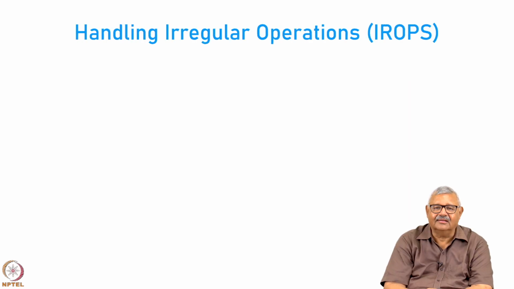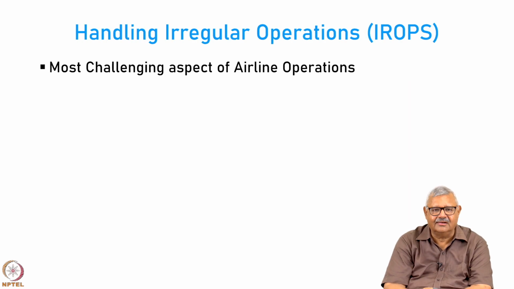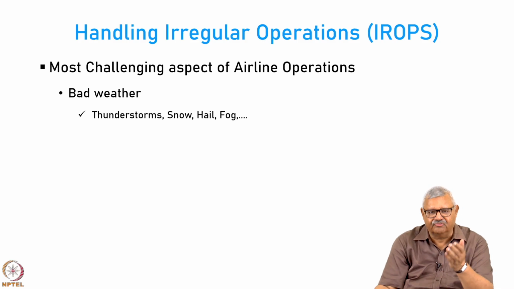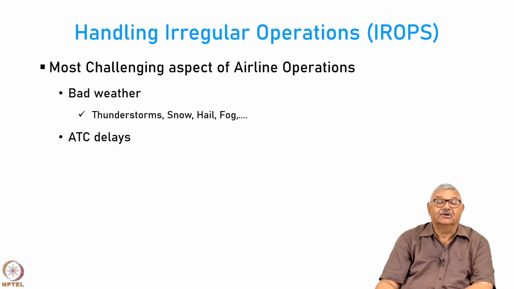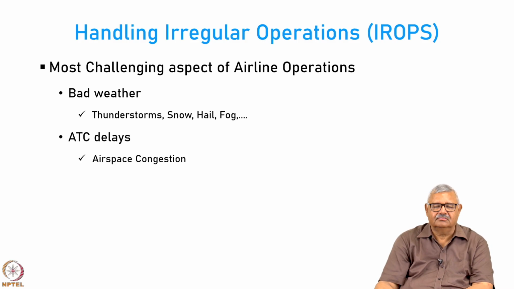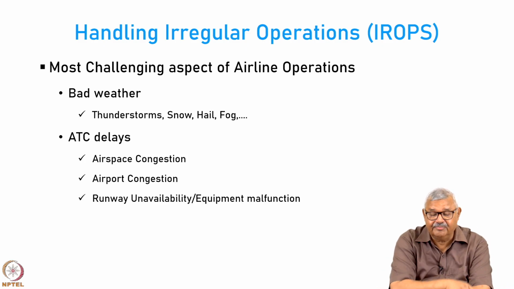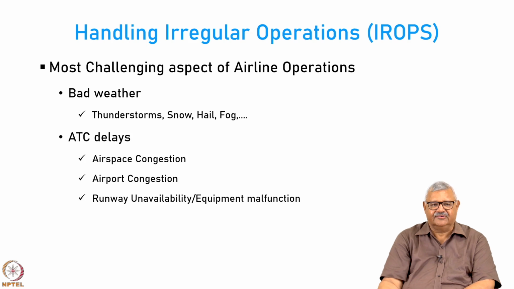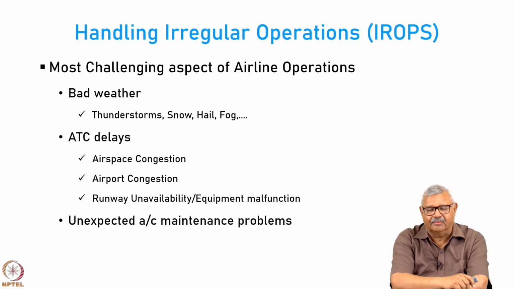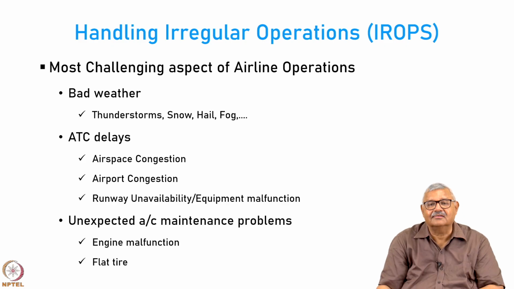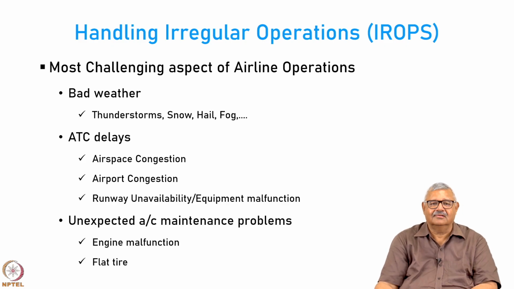Then sometimes there are irregular operations, IROPS, which have to be handled. This is the most challenging aspect of airline operations. Bad weather is a big reason, like thunderstorms, snow, hail, fog. There could be delays because of air traffic control, congestion in the airspace, congestion at the airport, the runway could be unavailable, or there could be an equipment malfunction. Then there could be maintenance problems. For example, you may have an engine malfunction or you may have a flat tire. All of these are leading to complications and irregular operations.